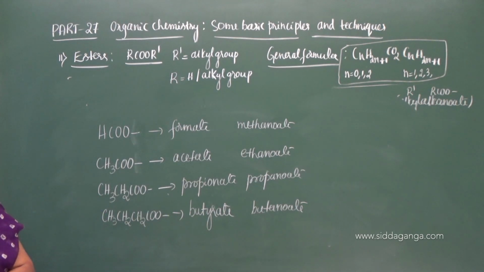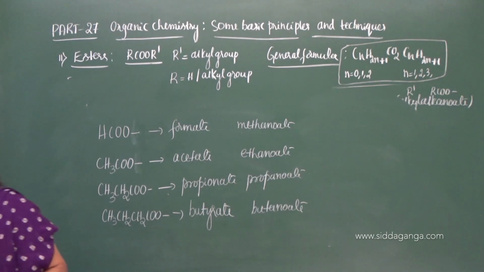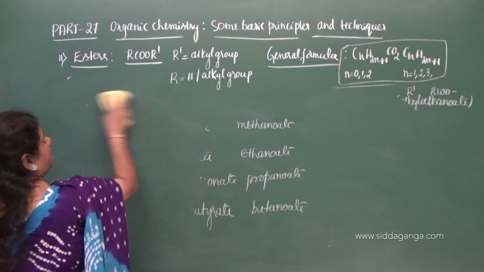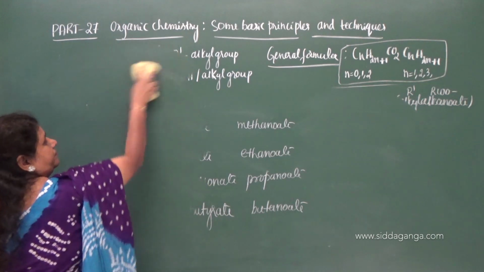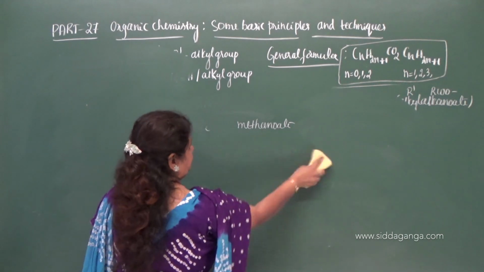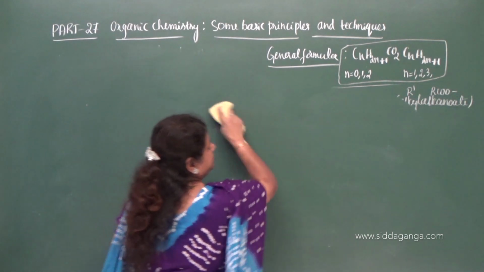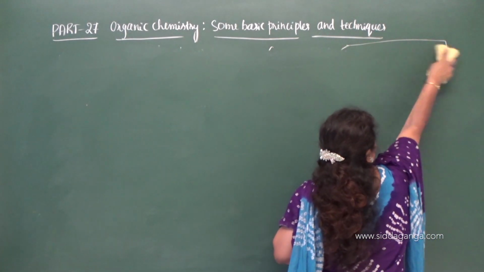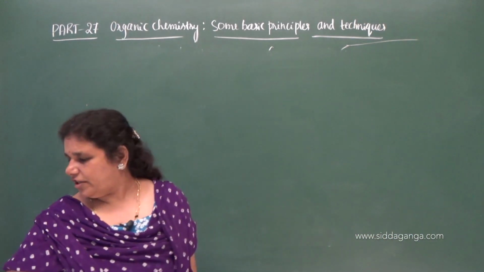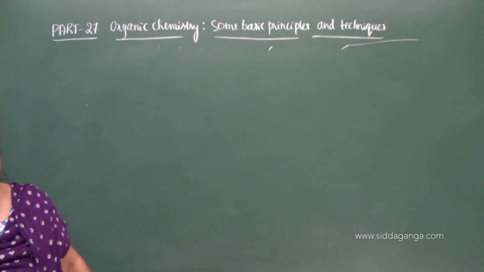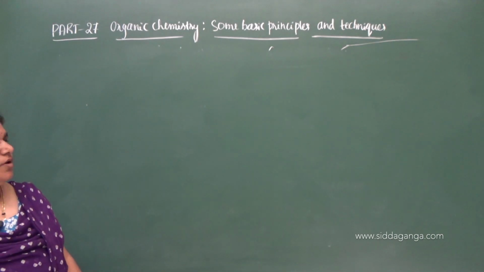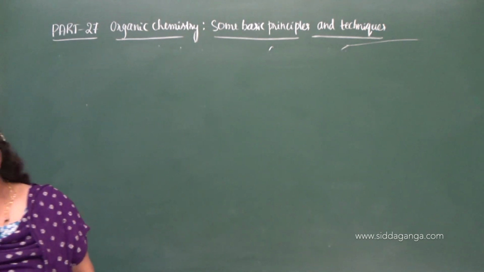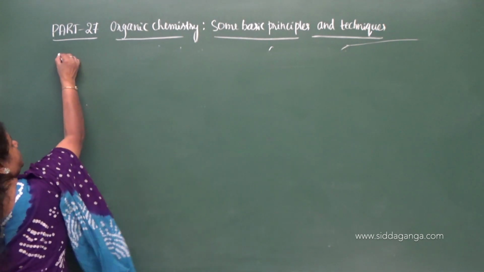Now, let us move on to the next one. Next one is acid amides. Let us move on to the acid amides, the 12th one. What's the general functional group of acid amides? They contain the CONH2 group.